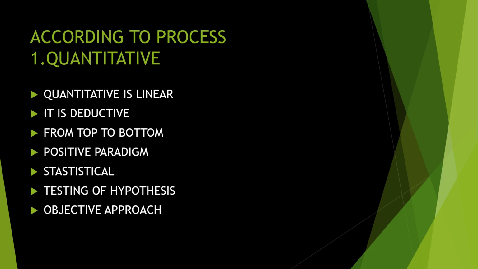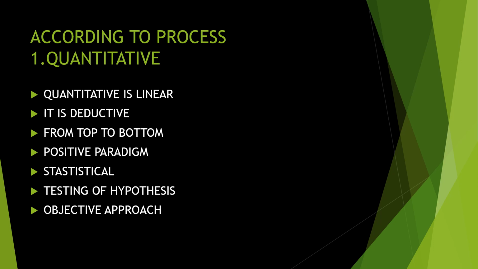It is deductive. Deductive, we have already said, is from general to specific. This quantitative process is also deductive, meaning it is from general to specific. It is from top to bottom, as it is part of the deductive process. Quantitative process is also from the top to the bottom level.